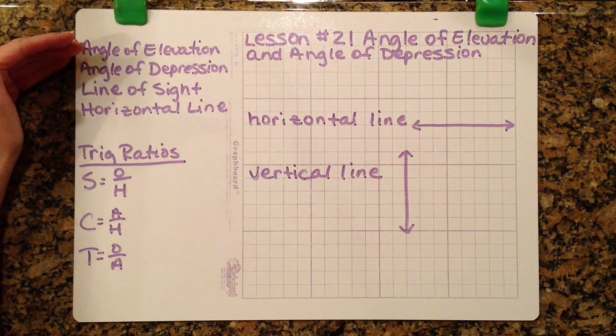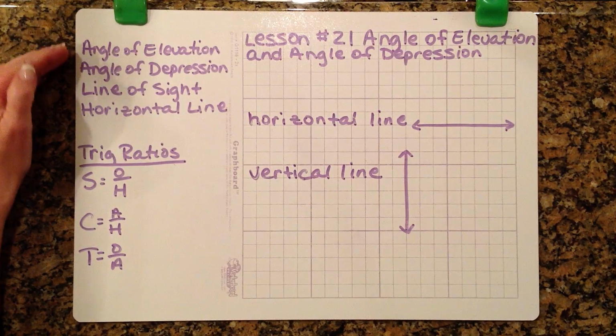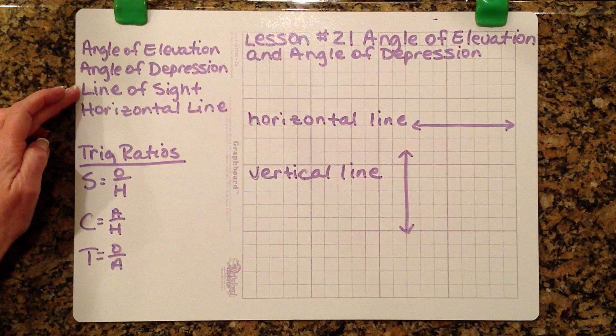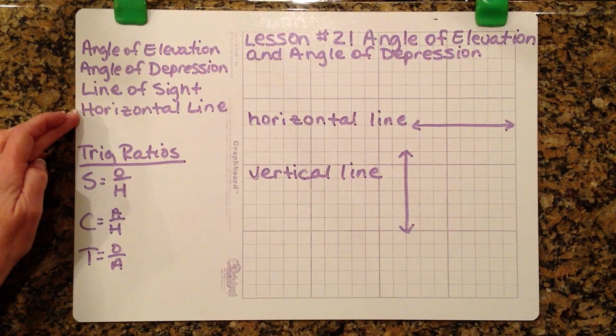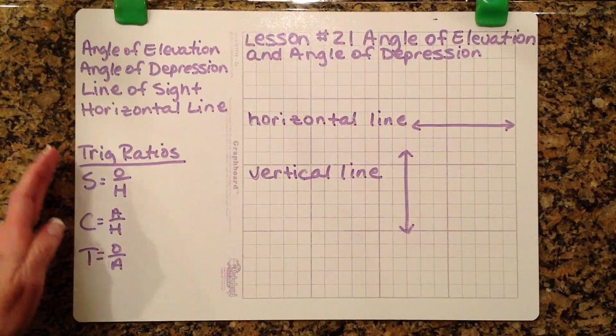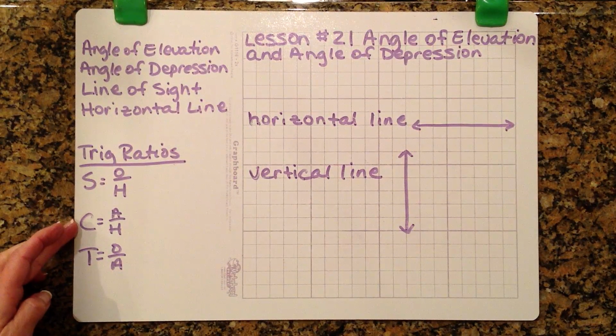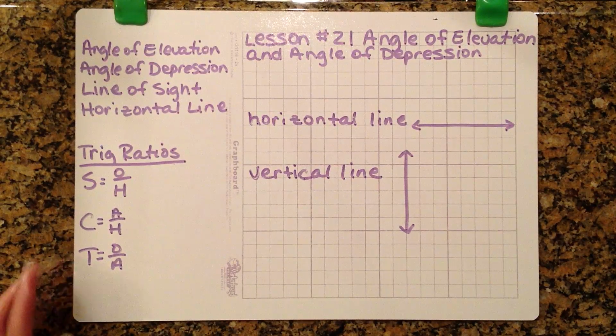Here are our key words we're going to be looking at today: angle of elevation, angle of depression, line of sight, and a horizontal line. We are going to use our trig ratios. Remember, sine, cosine, and tangent. We're going to be solving a few word problems in just a minute, and we'll be using these trig ratios.